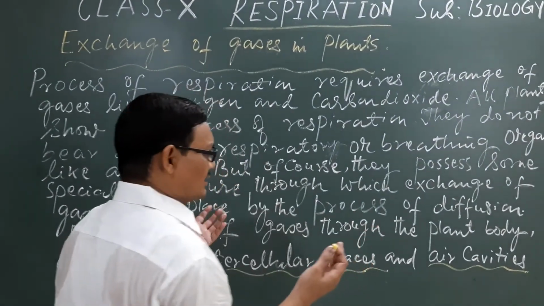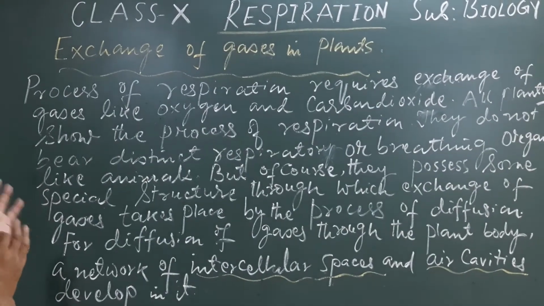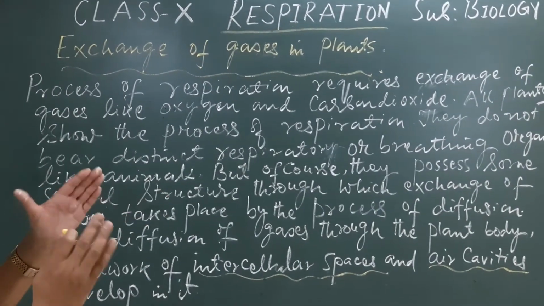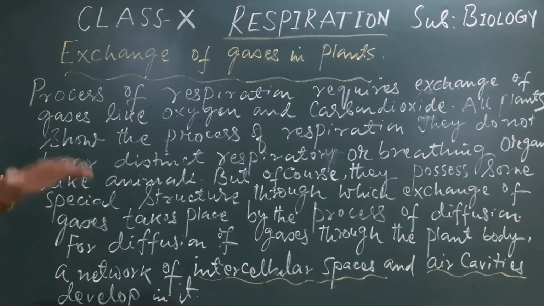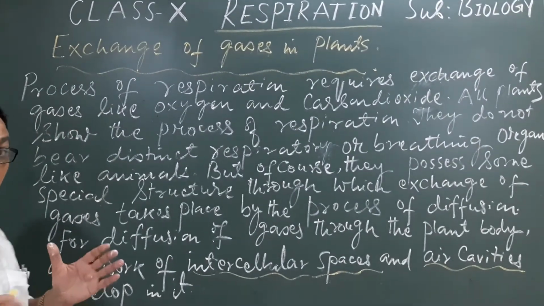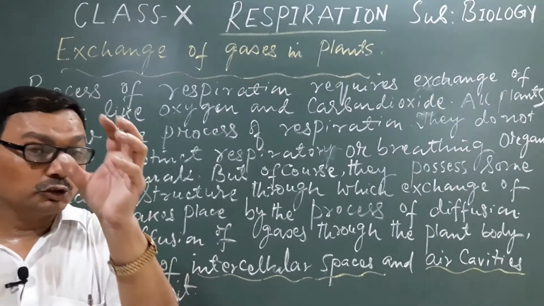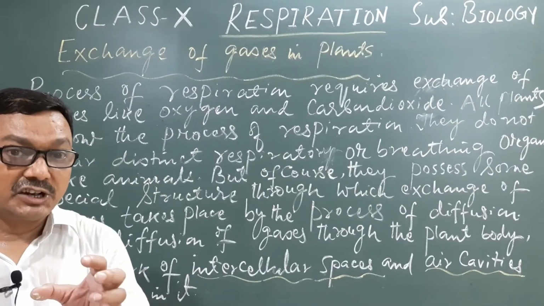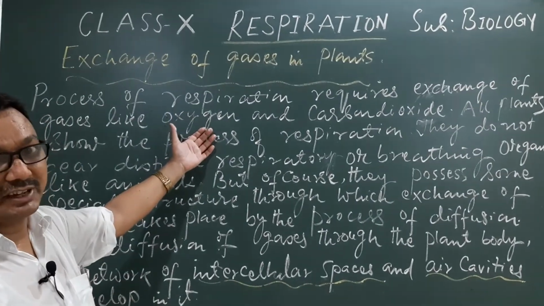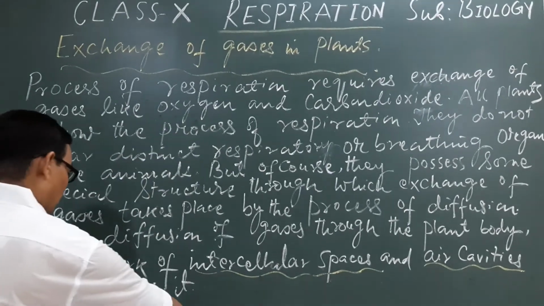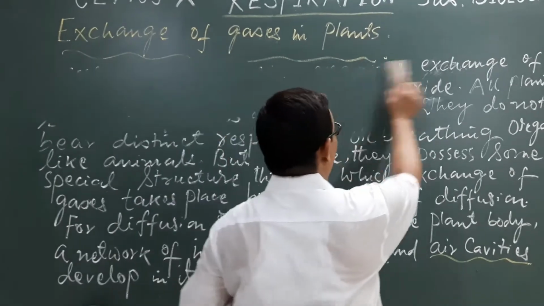As in the case of animals, where special organs and special parts are present, here there are also some special structures or places within the plant which show the exchange of gases. So now we will learn about those different special structures related with the exchange of gases in plants. What are those special structures?